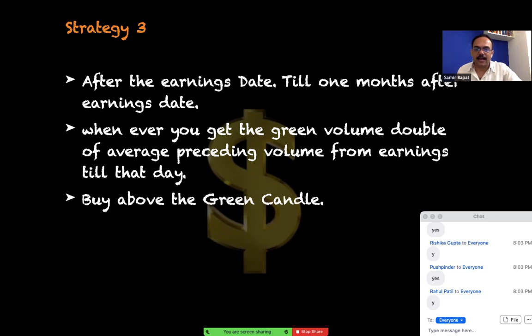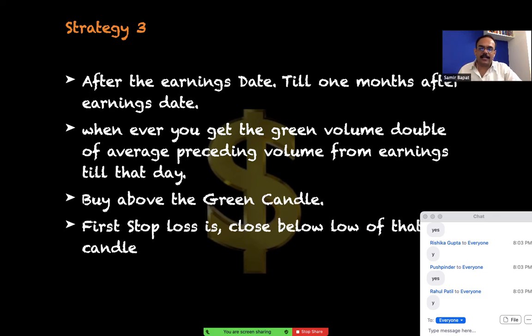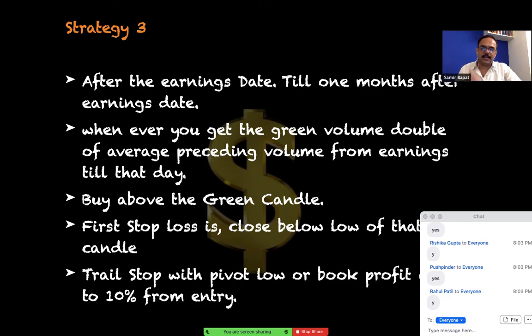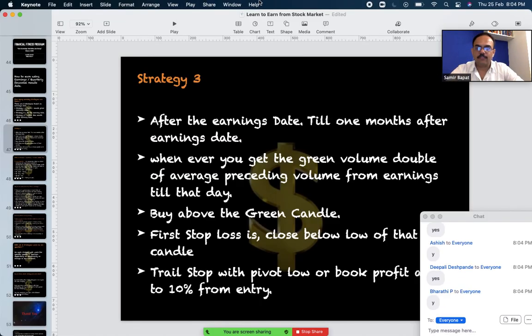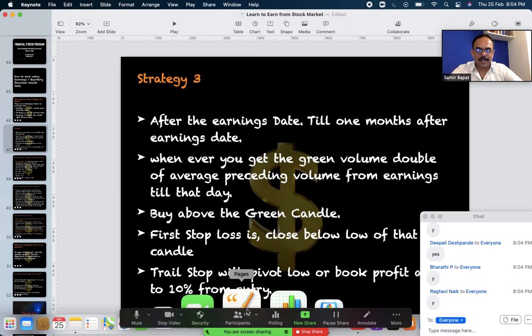As soon as we get that, buy above the green candle, stop loss is close below the low of that candle, and trail the stop either with pivot low or book profit at 8 to 10% from the entry. Simple. How many of you are able to understand this by looking at it? If you have followed the first two, this is very easy, right? Can I have yes from all of you if you have understood? Yes? Okay, great. Great going, guys. Let's straight away dive into an example.